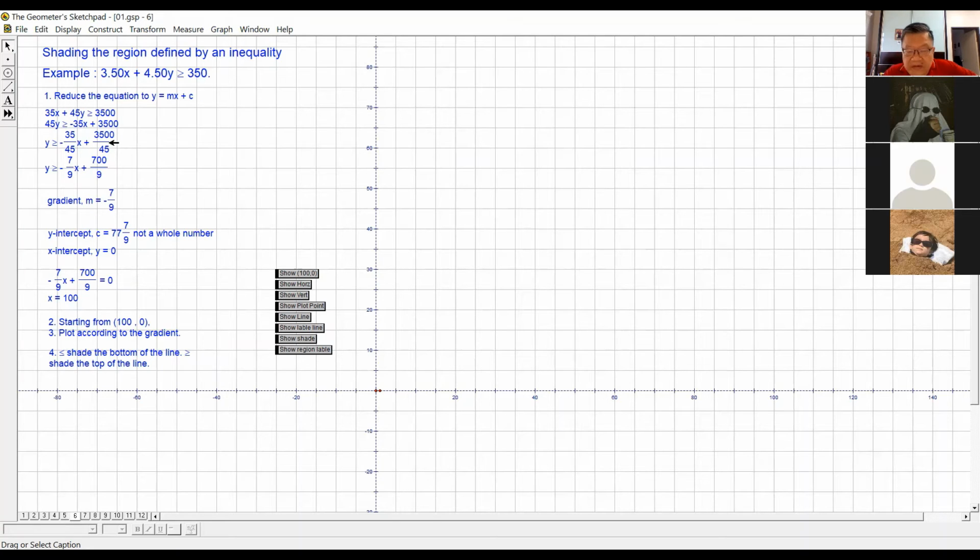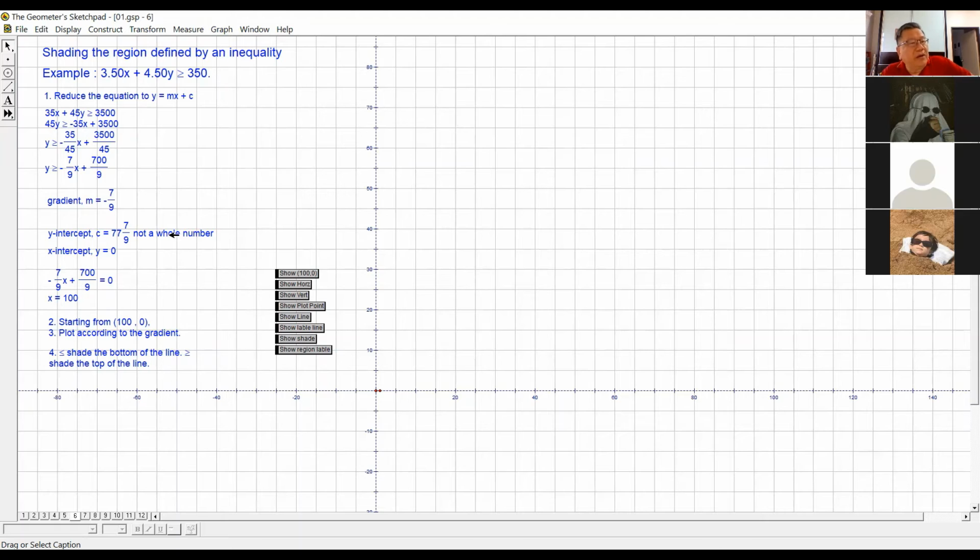Similarly, the value of c, you don't make it into a decimal. Decimal you cannot plot on the graph. So you just leave it as a fraction, 700 over 9. So we know that the gradient m is negative 7 over 9. The y-intercept is 77 and 7 over 9. Take note that this is not a whole number. So if it's not a whole number, then don't use it to plot.